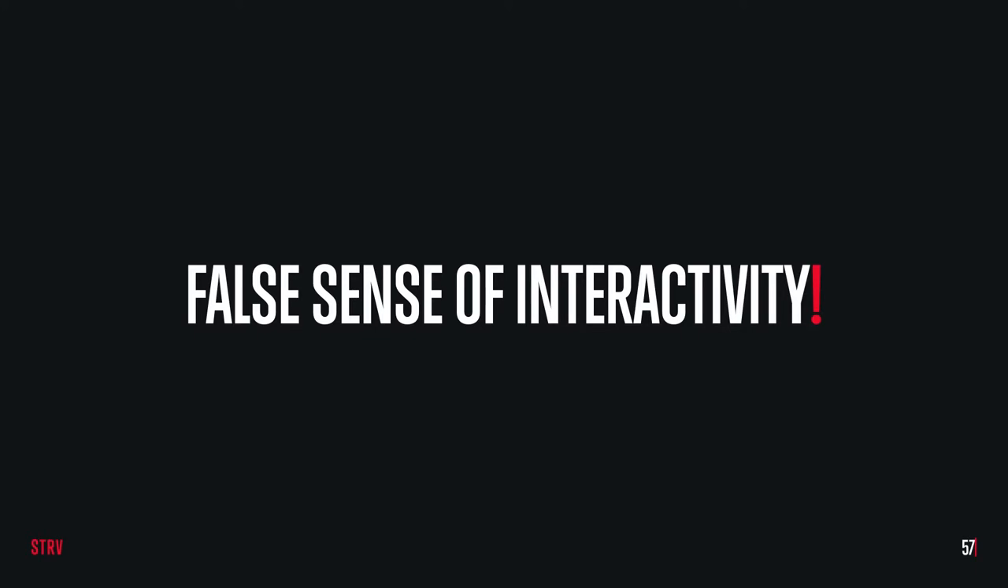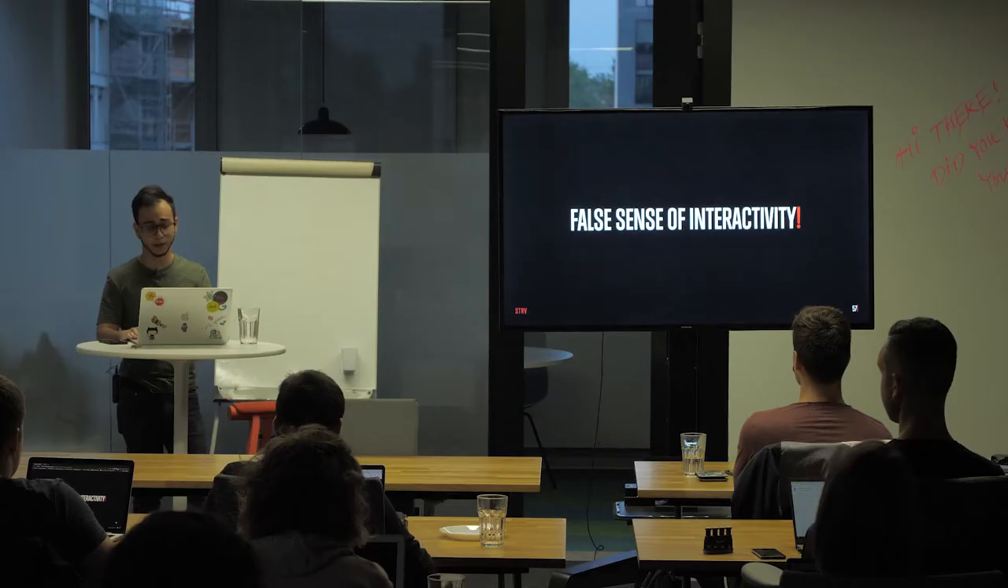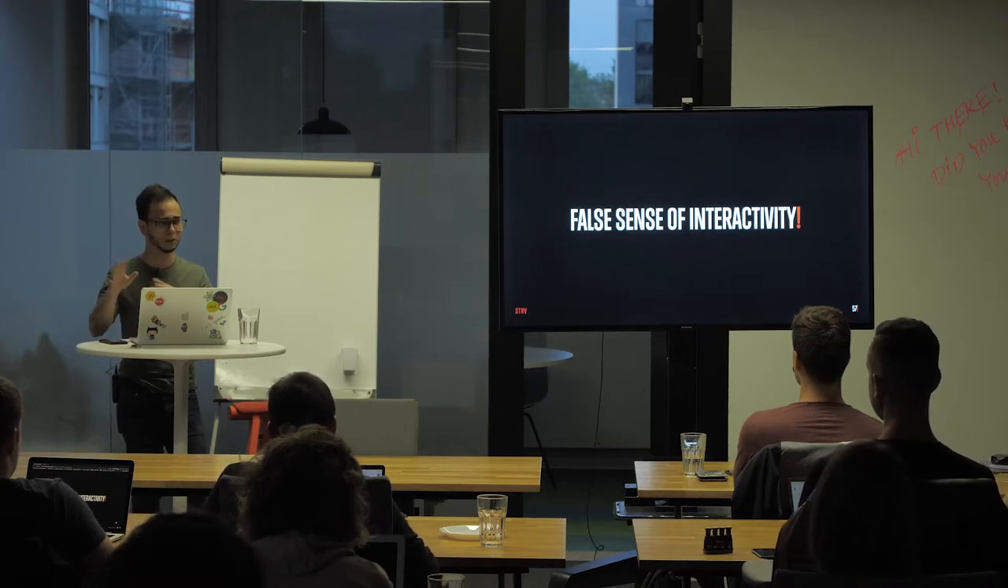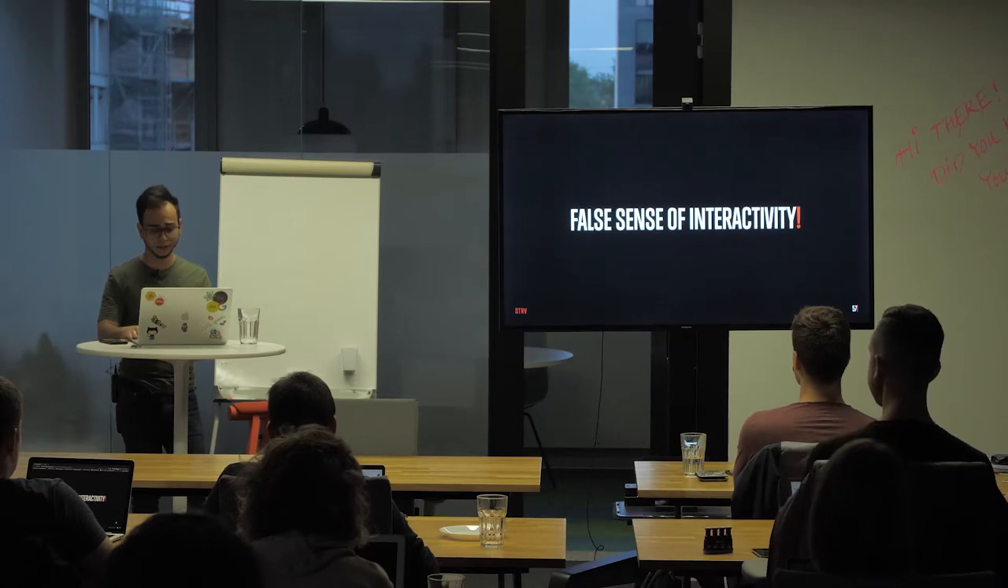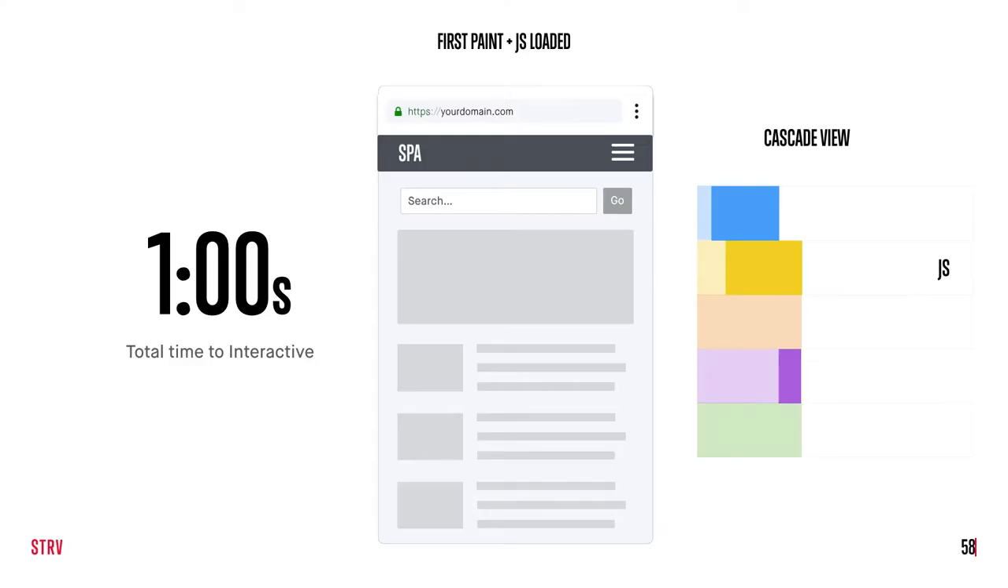Now, one of the most ignored problems of SSR, I think most people ignore it. Even Airbnb has this problem and they say they're going to be working on solving it, is that you will get a false sense of interactivity. You have your fully painted app, the user is happy, and he goes, okay, now let's click on React and start clicking, and it doesn't work. Nothing works because there's no JavaScript.